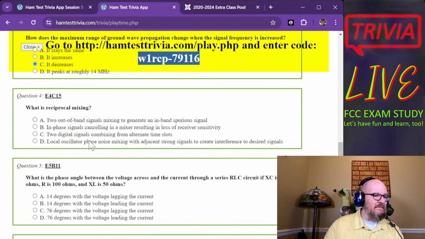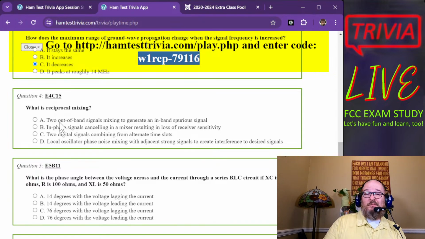What is reciprocal mixing? Eddie's going to say you'll have that on them big jobs. Oh, no, he didn't. This sounds fictitious. Yeah, it's not. What is reciprocal mixing? Two out-of-band signals mixing to generate an in-band spurious signal.